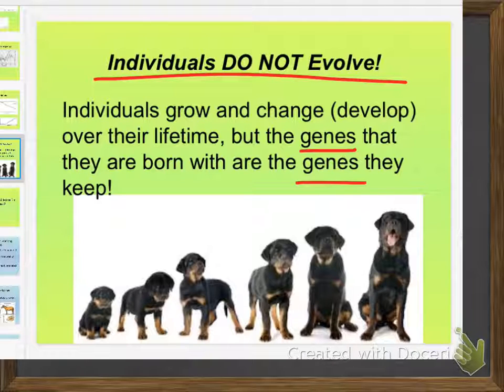I keep throwing in dogs. That's the literary device, it would be foreshadowing. We're foreshadowing that there's something coming up with dogs. It's a cute little Rottweiler. Adorable puppies. Big, probably 90-pound lap dog there by the end.